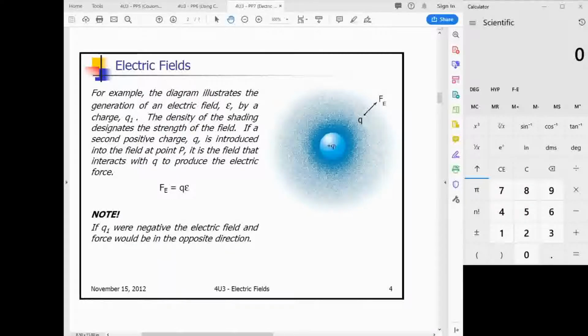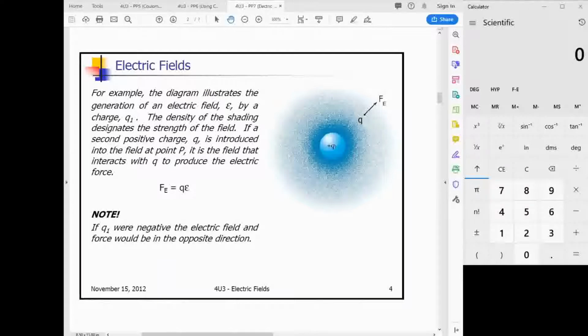So this diagram visually explains what an electric field looks like. We have a charge, Q1, in the center. The dots around it decrease in density the farther you are from the source. So that's showing that the electric field is stronger closer to the source and weaker farther away.